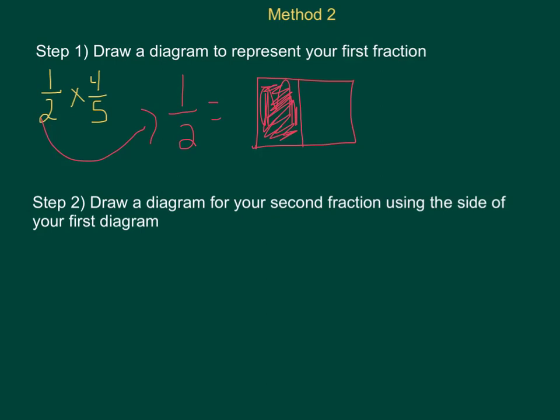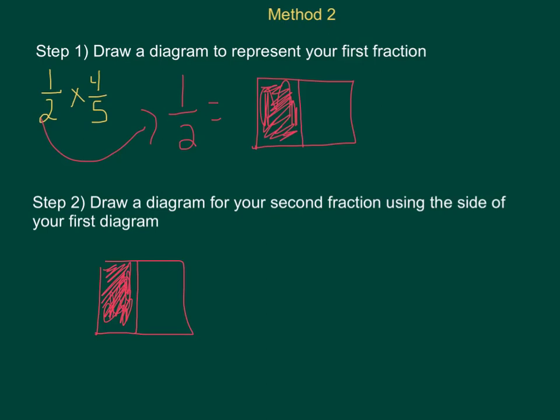Step 2 says draw a diagram for your second fraction, which is 4 over 5, using the side of your first diagram. I know that sounds kind of wordy, but let's just show what I mean. To replicate it here, our first diagram was 1 over 2, just like that.